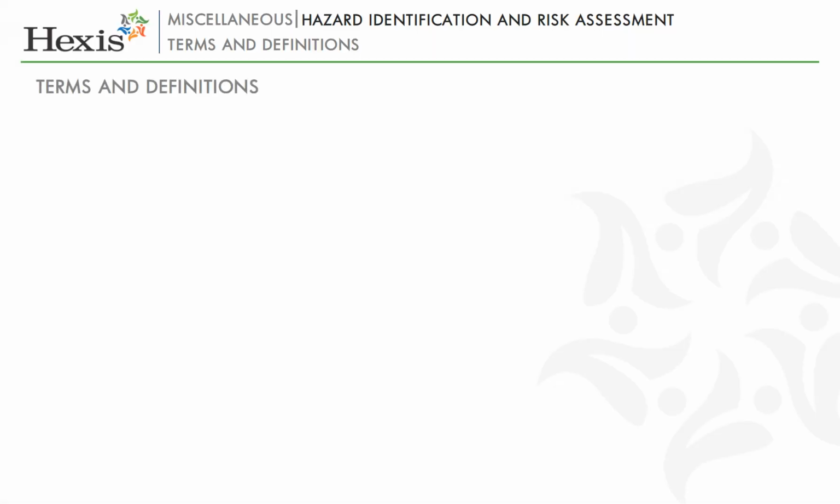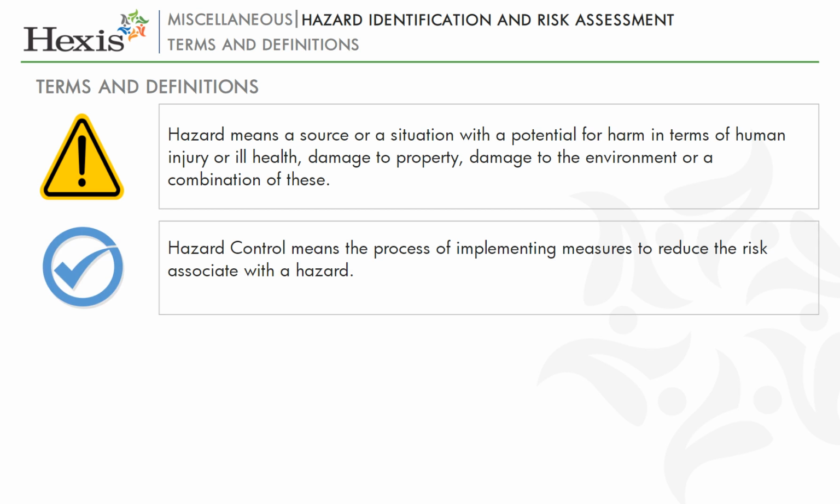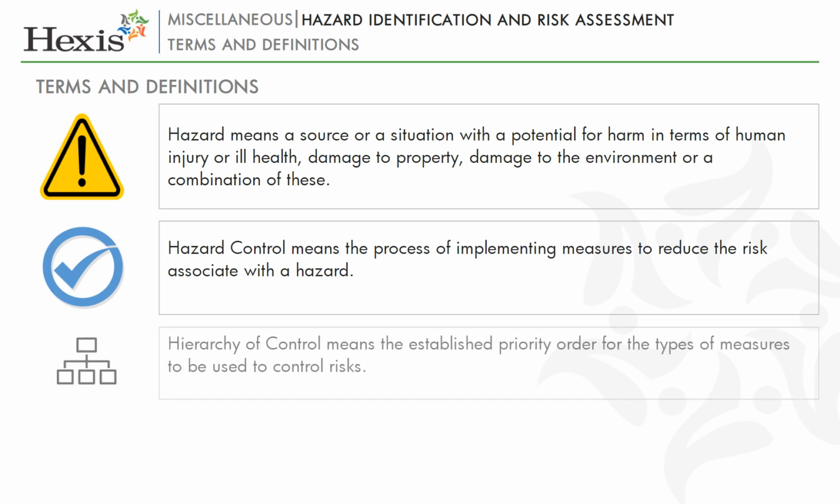Let's now look at some of the important terms and their definitions. Hazard means a source or a situation with a potential for harm in terms of human injury or ill health, damage to property, damage to the environment, or a combination of these. Hazard control means the process of implementing measures to reduce the risk associated with a hazard. Hierarchy of control means the established priority order for the types of measures to be used to control risks.